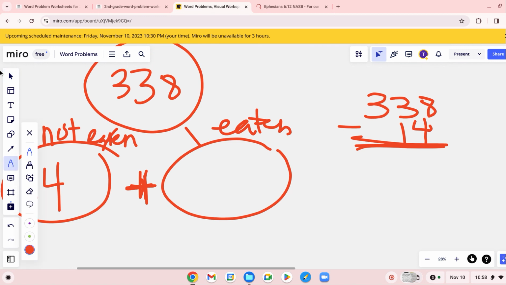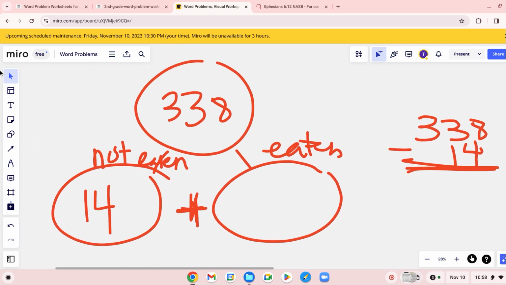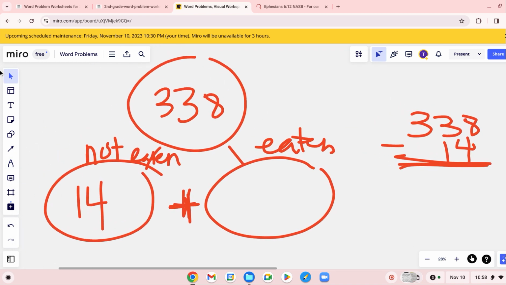338 plus 14. No. What's an addition sentence for this? 338 plus 14. No, you cannot plus. This one is always minus. The total, you cannot add the total to something else because that will give you a new total.